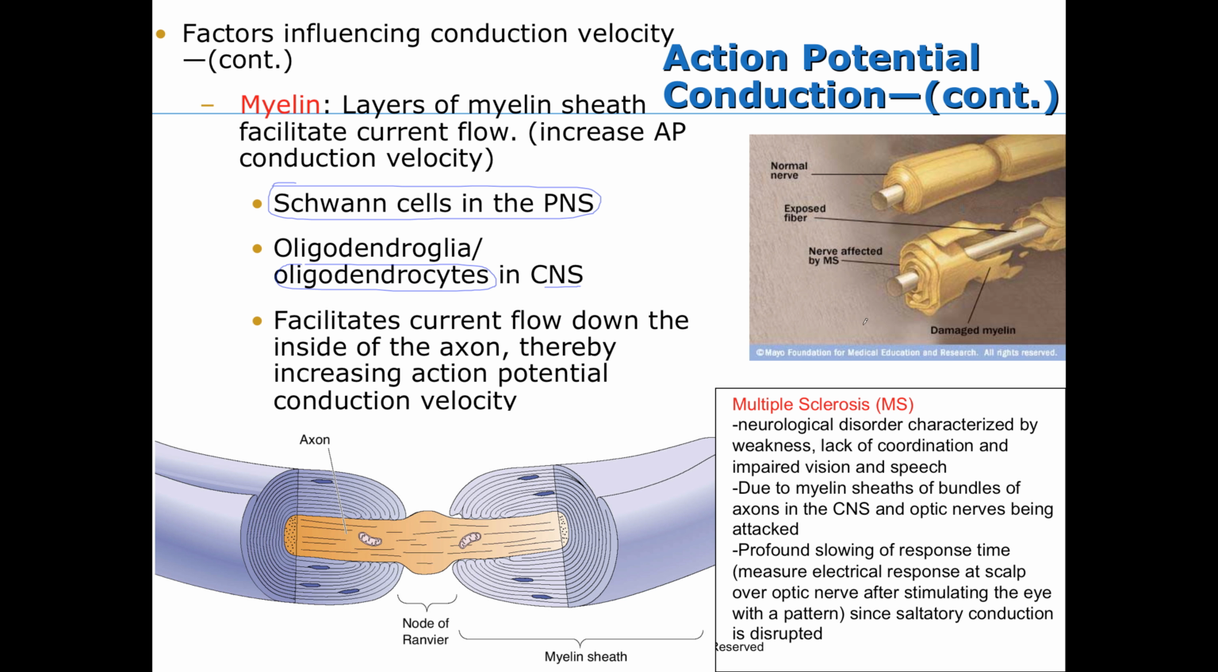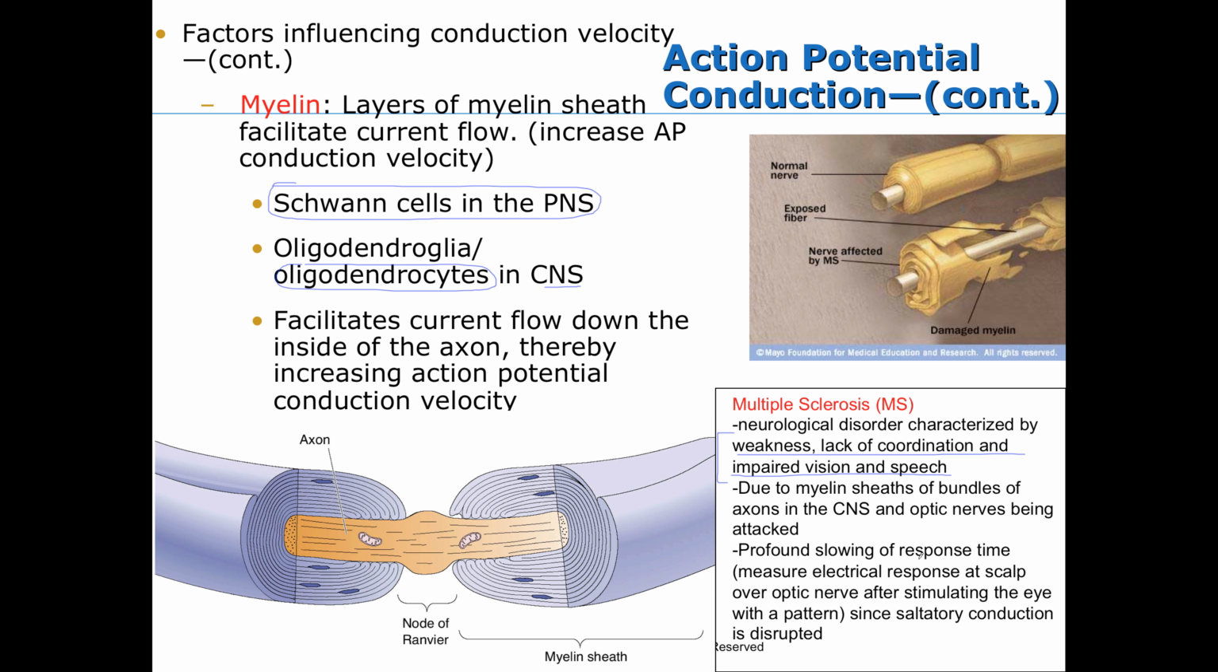Now this helps to facilitate current flow down the inside of the axon, which helps to increase action potential conduction velocity. And in the disease known as multiple sclerosis, this disorder is characterized by weakness, lack of coordination, and impaired vision and speech. And the reason for this is because in multiple sclerosis, you actually have myelin which becomes damaged, exposing the axonal membrane. And this causes the action potential conduction velocity to greatly decrease. So myelin sheaths or bundles of axons in the central nervous system and optic nerves are being attacked, which gives you these behavioral changes. So you have profound slowing of response time.